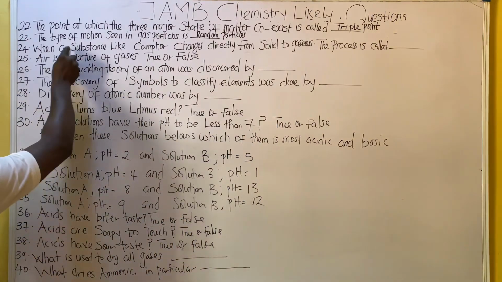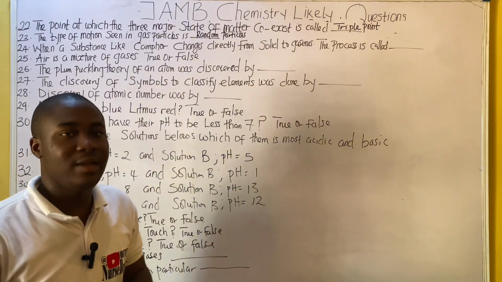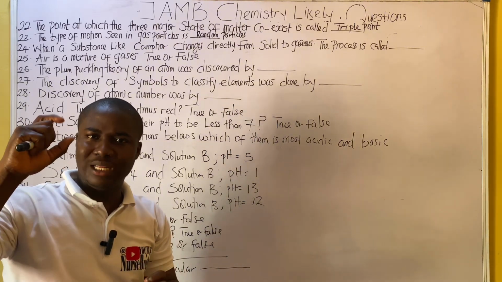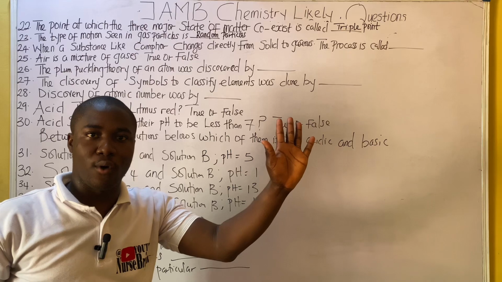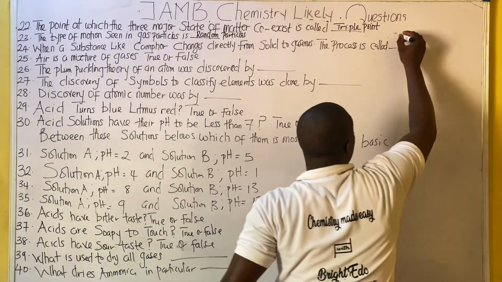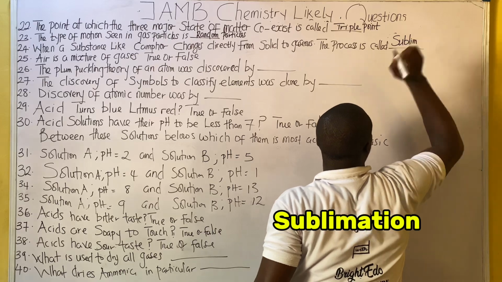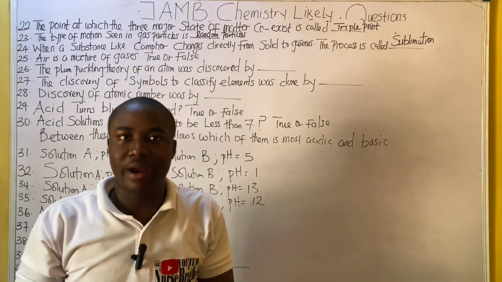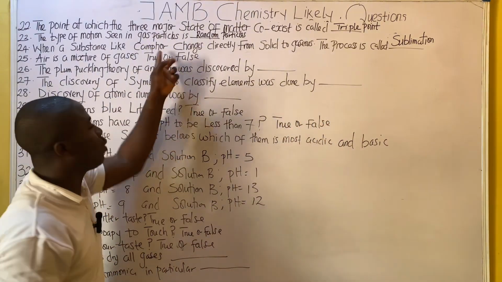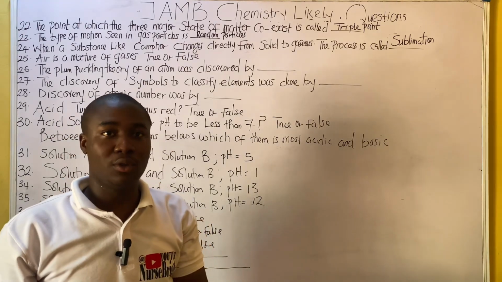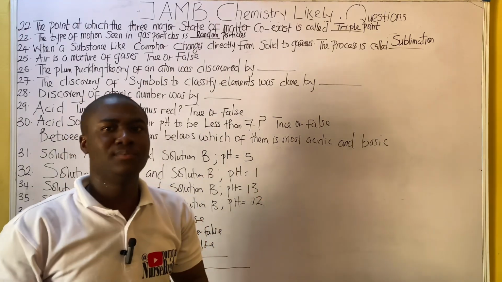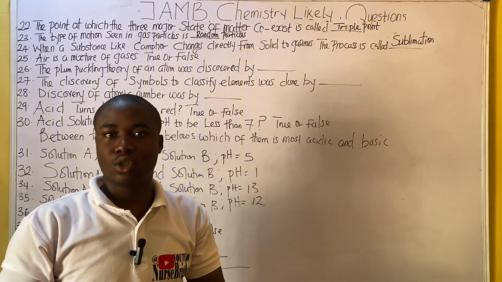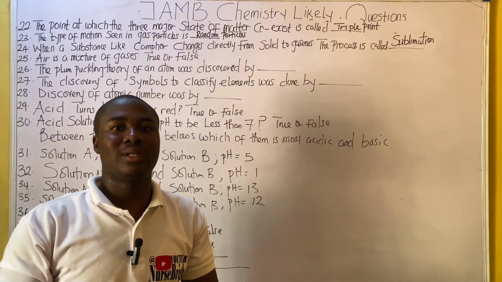It says, when a substance like camphor changes directly from solid to gaseous state, the process is called what? Camphor was solid before, and we no longer saw the camphor. What just happened? It is a process called sublimation. So let this come to your mind: sublimation is the process whereby a solid can change directly into gaseous form. Camphor is one of the examples of substances that can undergo that. We have other substances like naphthalene, which can also undergo sublimation. Dry ice can also undergo sublimation. Benzoic acid can also undergo sublimation.